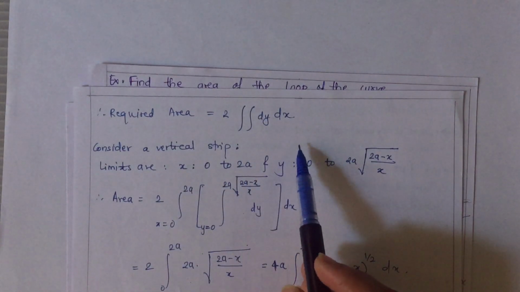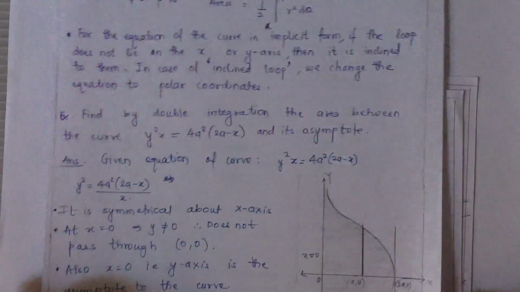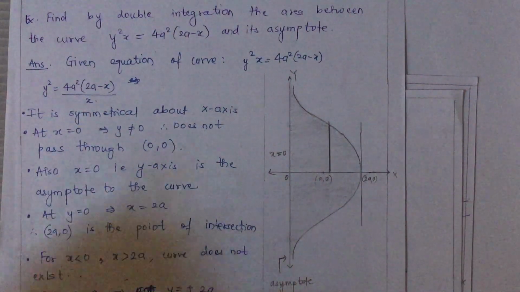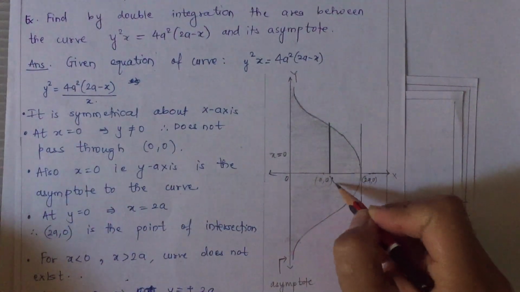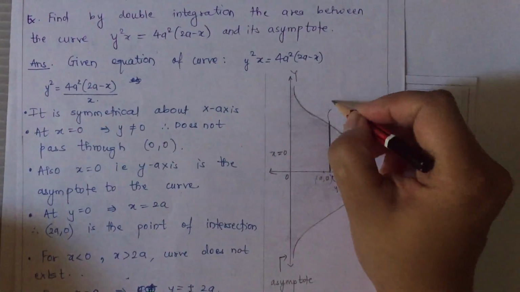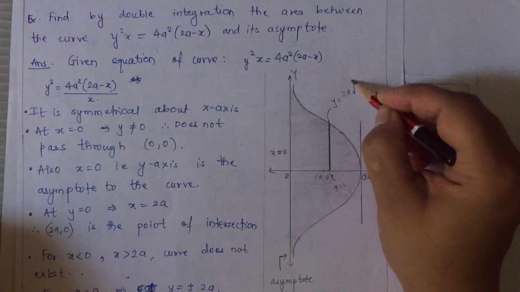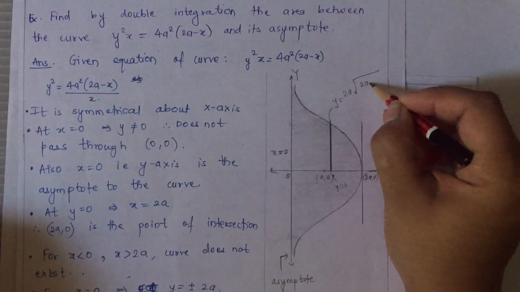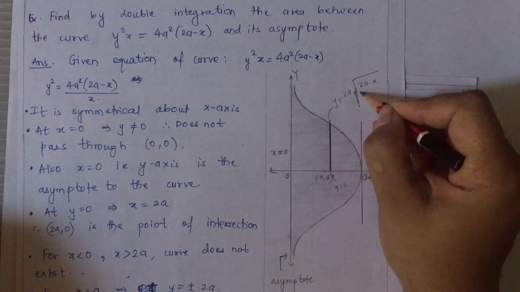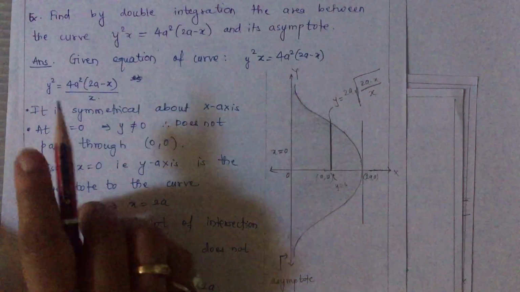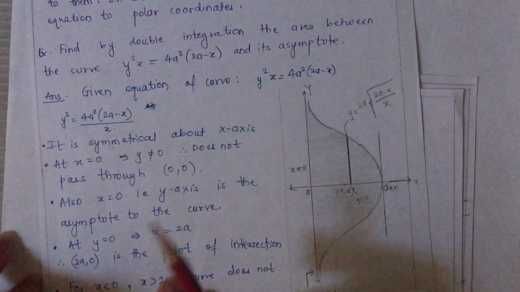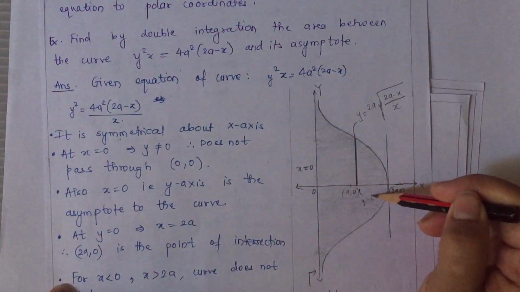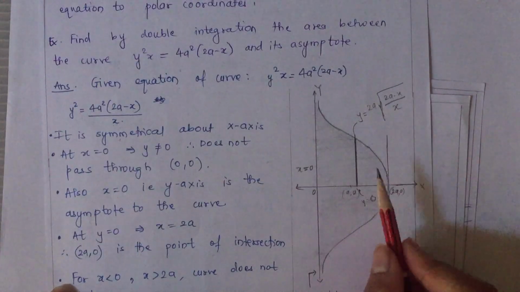Now when we consider a vertical strip, the strip end points lie at y equal to 0 and y equal to 2a root (2a minus x) upon root x, from this equation. What value of y did we get? y equal to 2a root (2a minus x) upon x, meaning y goes from 0 to this term. And how will the strip move?